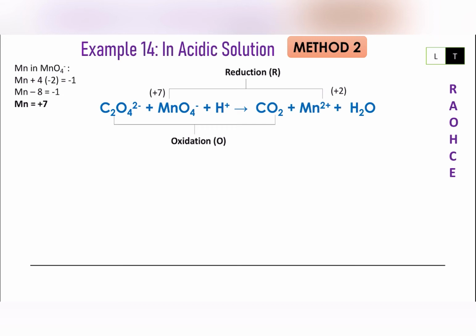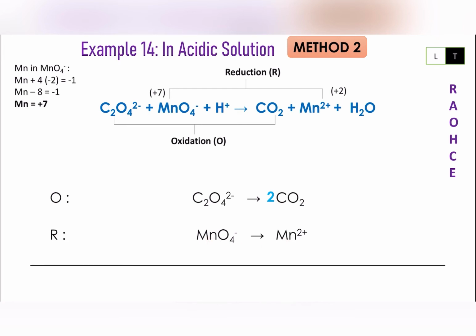Next part, we are going to separate them into oxidation and reduction. I'm going to continue with the next step. I have to balance atoms except for oxygen and hydrogen. What I have here, I got two carbons, so I put 2 here. And for reduction, I have 1 manganese, so nothing to do.